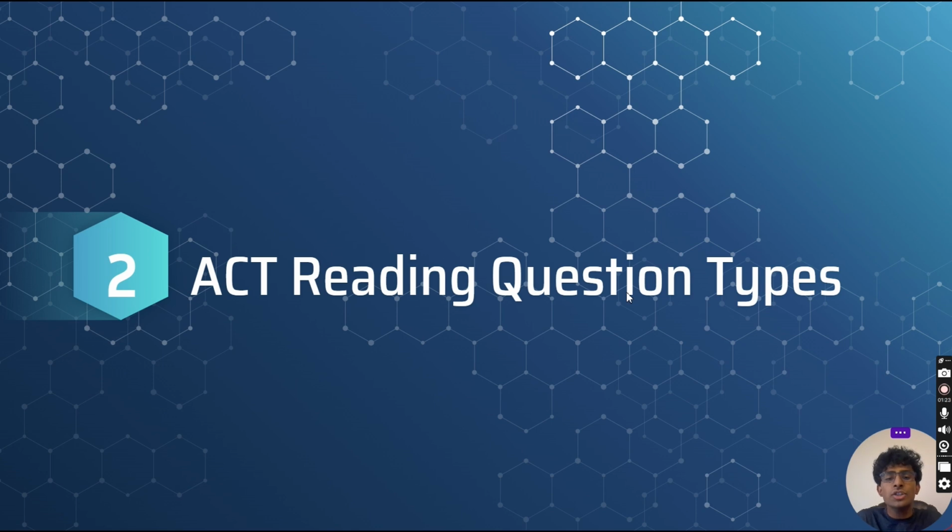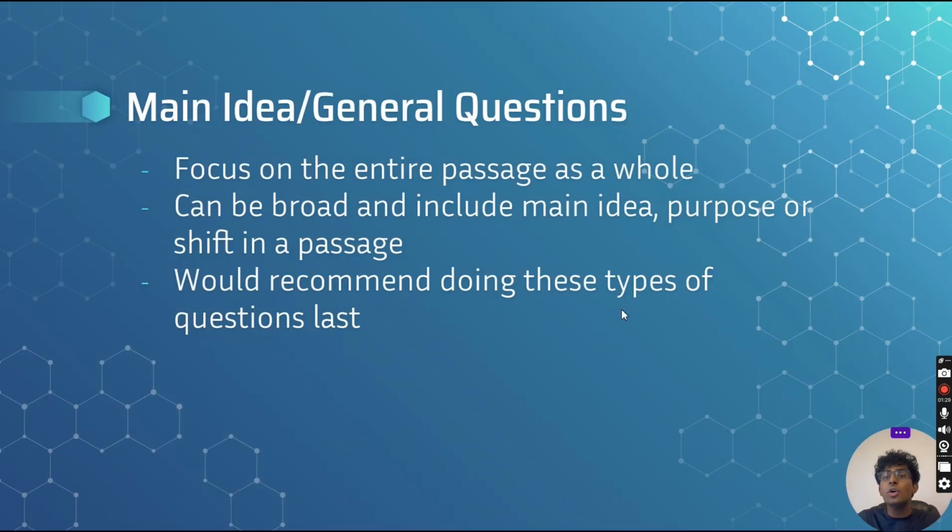So before we go over the passage types for the ACT reading, I just wanted to go over the question types that you will see on test day. So the first one I'm going to go over is the main idea or general questions. These basically focus on the entire passage as a whole. They're broad, they can be main idea, purpose, or shift questions in a passage. So like, what is the main idea of the passage? Why is the writer talking about a particular subject in the second half of the passage compared to the first half?